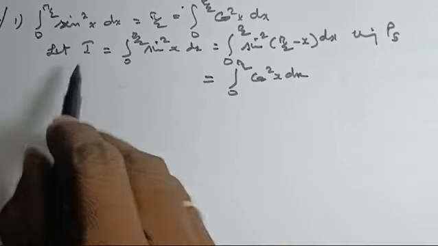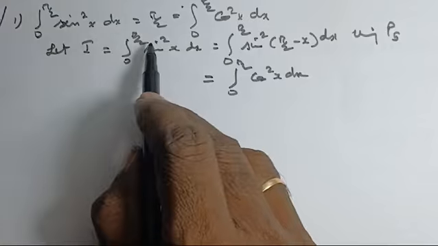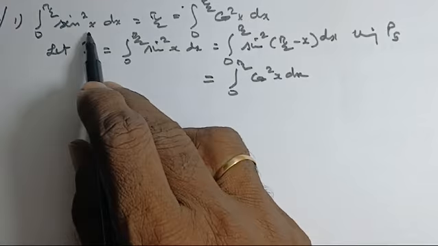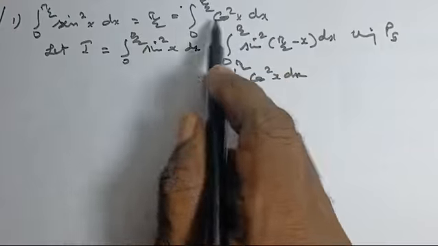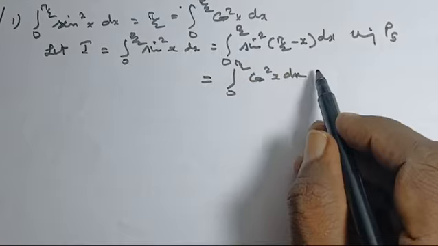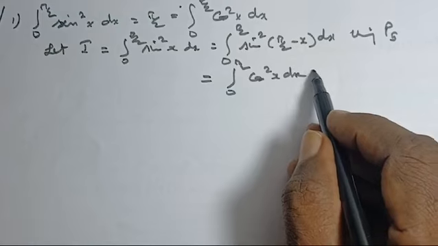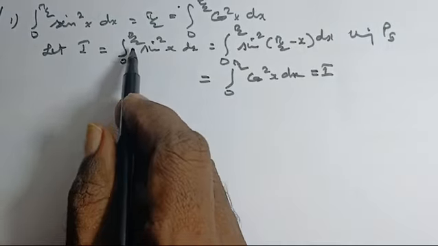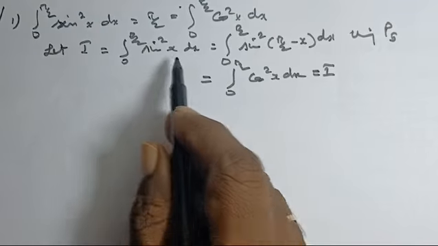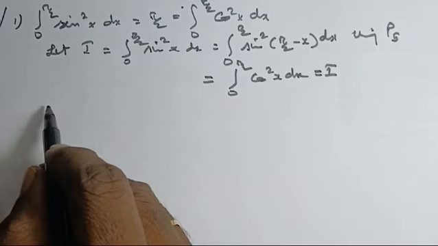Here that is, integral 0 to pi by 2 sin squared x dx equal to integral 0 to pi by 2 cos squared x dx. We have to show that each is equal to pi by 2. What is I? This is also I, equal to I. Now, I equal to integral 0 to pi by 2 sin squared x dx. These two are equal, therefore this is also I.